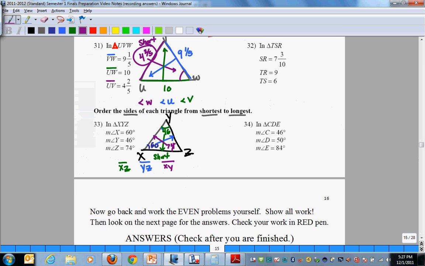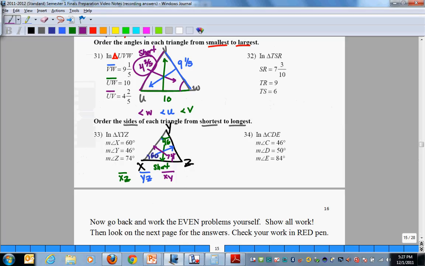Now it's your job to go back and work on the even problems yourself. Please resist the temptation to look at the answers until you have actually finished the work. Then check your answers in red pen and correct your work. That is the most effective way to study for this section.